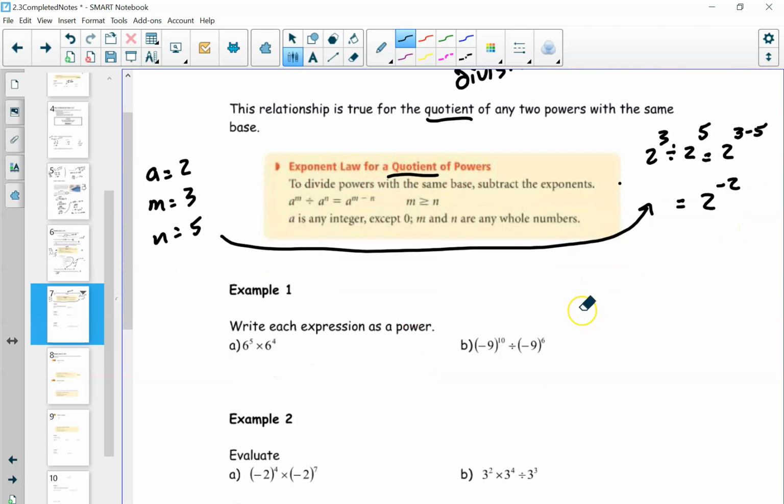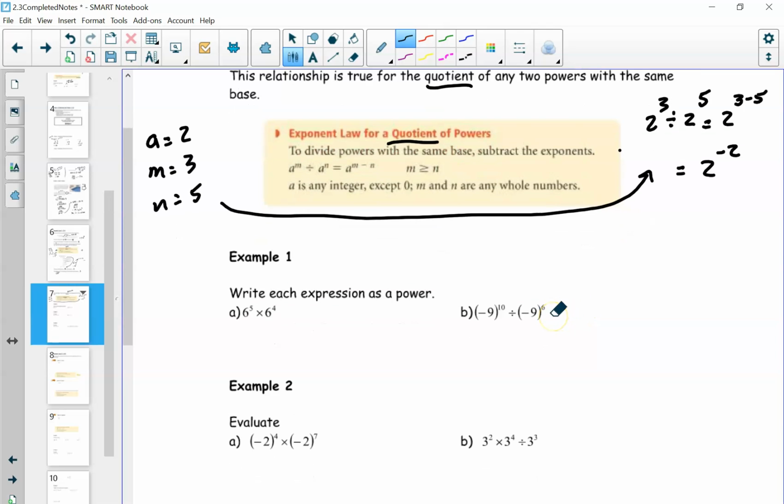Okay, now let's write each expression as a power, knowing what we know about multiplication and division. Okay, so this one's multiplication. Let's keep that in mind. So for multiplication, it's going to be 6, and then we've got to add these, to the power of 5 plus 4. So our final answer is 6 to the power of 9.